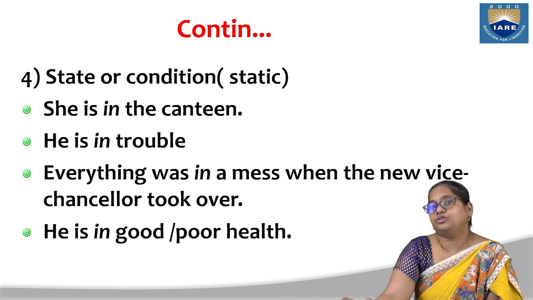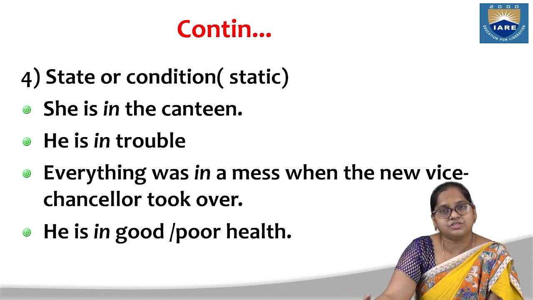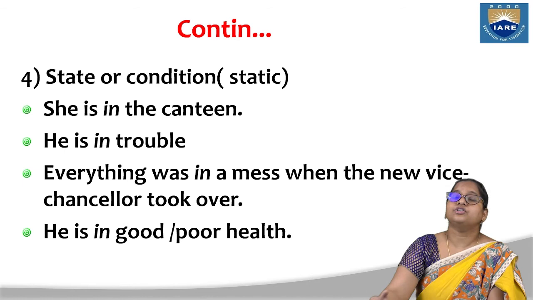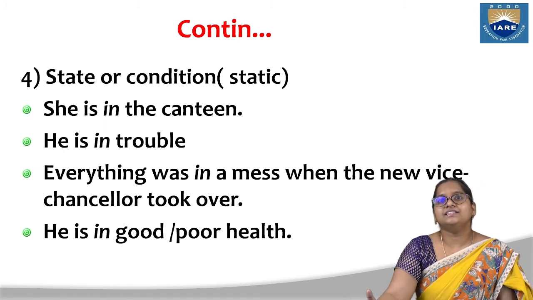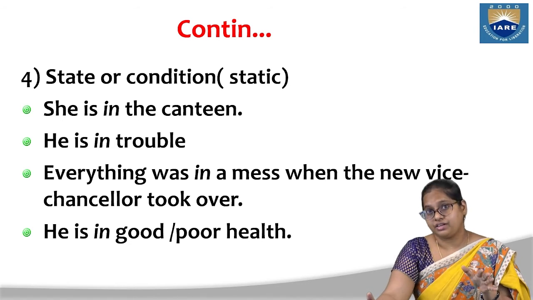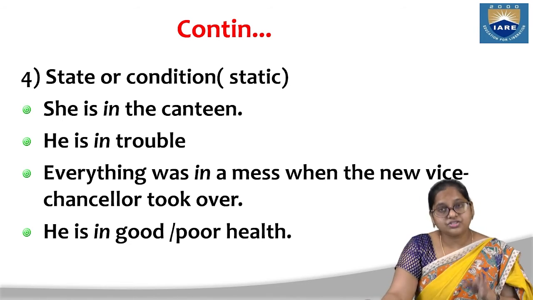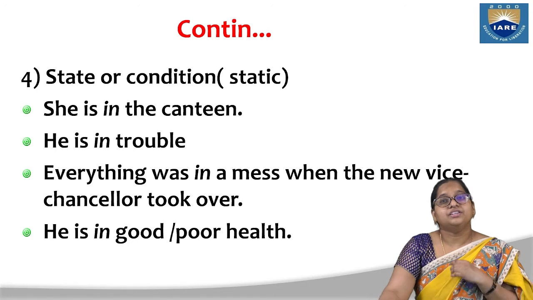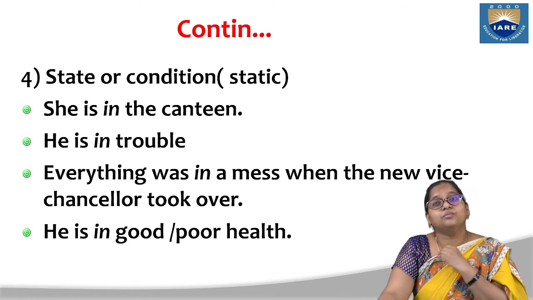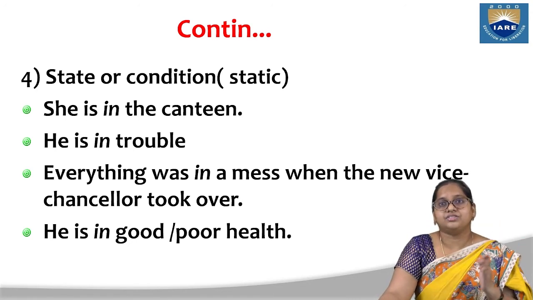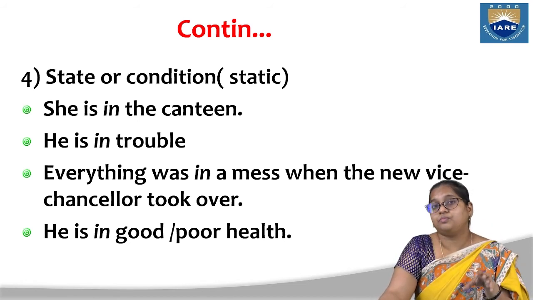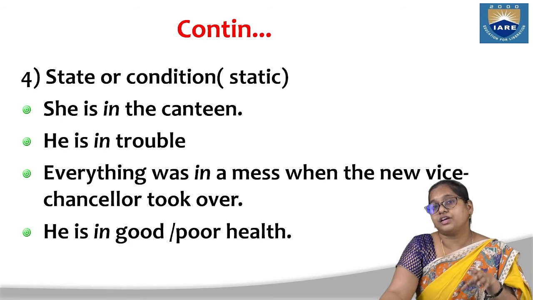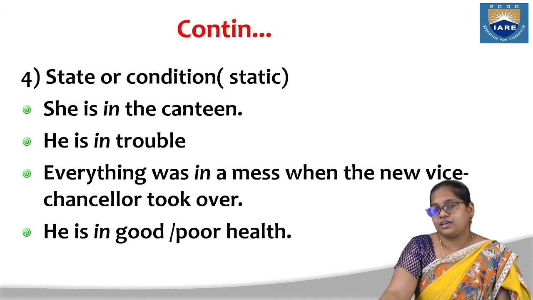And another fourth context where you can use this preposition in is state or condition. She is, for example, where is she right now? What is her state right now? You can say she's in that particular place, like she's in the canteen. He's in trouble. So what is a state? What is a condition? Place or state. His state or condition. He's in the canteen. He's in trouble.